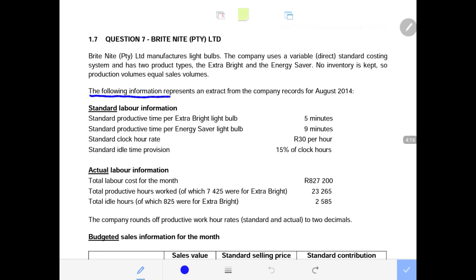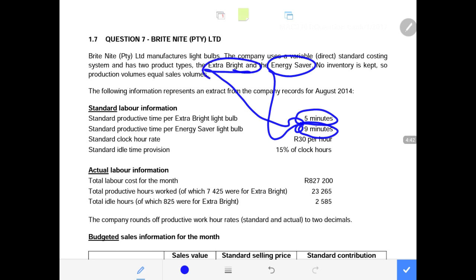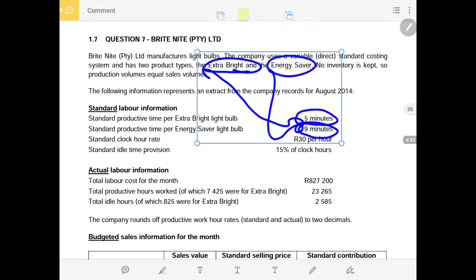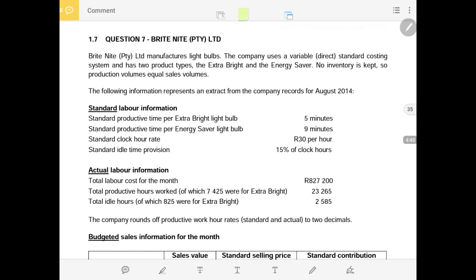The following information represents an extract from the company's records for the month of August in the year 2014. We are given the standard productive time per extra bright light bulb: 5 minutes, meaning it takes 5 minutes to complete, and it takes 9 minutes to complete the energy saver light bulb. Remember, they have 2 products. So they are giving us the standard time, which is in minutes in this case. Remember, when we do calculations, we will have to divide this by 60 and divide this by 60.